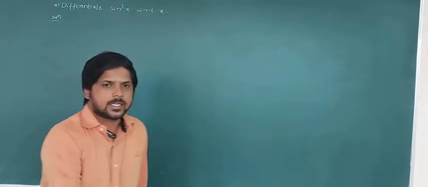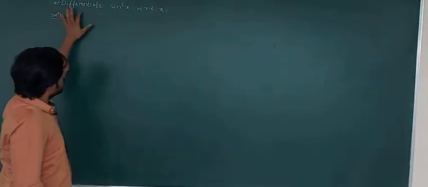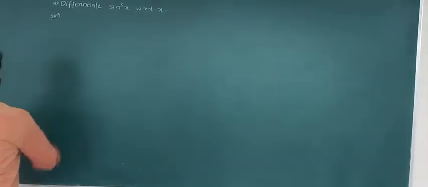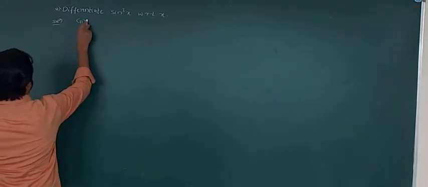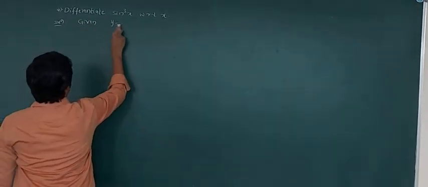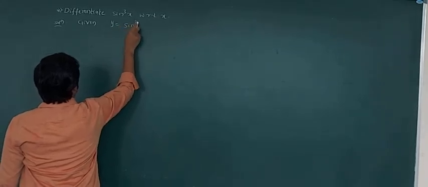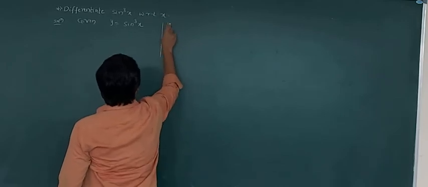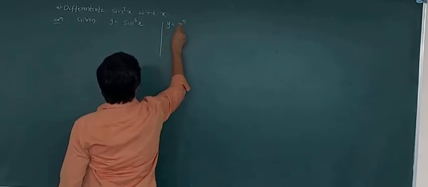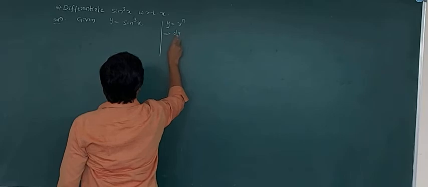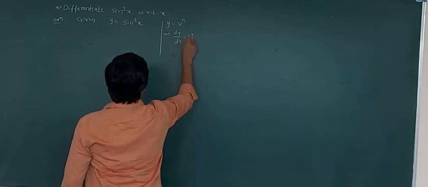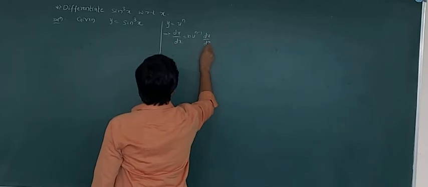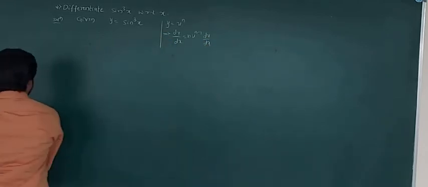So consider next example. Differentiate sin cube x with respect to x. So here the given function is a sin function. Consider y equal to sin cube x, and we know that if y is equal to u to the power n, then differentiation of this function dy by dx is equal to n into u to the power n minus 1 into du by dx. Okay, we are comparing these two.